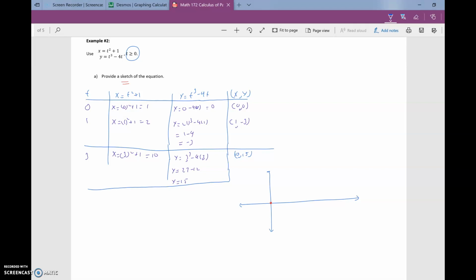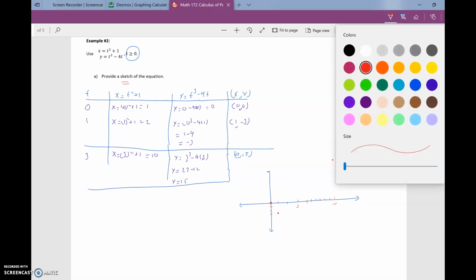Okay, so the second coordinate point that we're using is going to be 1, negative 3. So 1, negative 1, negative 2, negative 3. And then I'm going to skip 2. Next one is 3. And at t is equal to 3, it's going to be at 10. So 3, 4, 5, 6, 7, 8, 9, 10. And then 15. So it's going to be way out here.